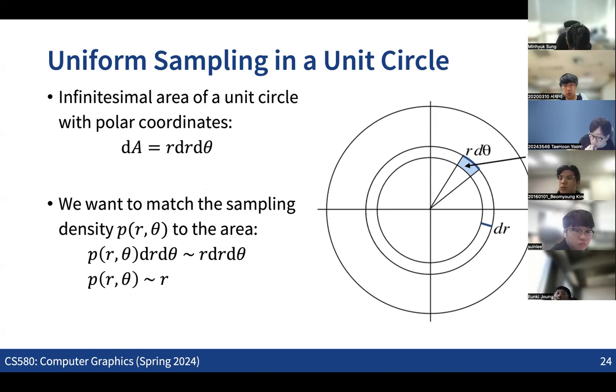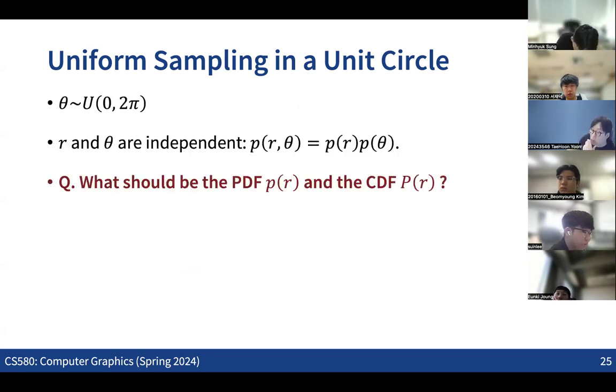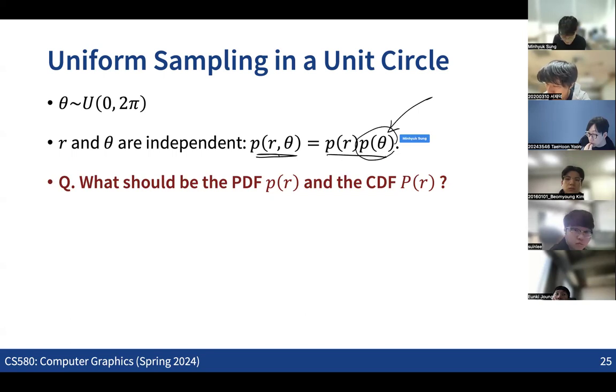Then the question is how we are going to define this PDF. What we can see is that we are sampling theta with a uniform distribution, and we are sampling r and theta independently. So this PDF can be decomposed into this form. And this part, we know, is the density function of the uniform distribution.